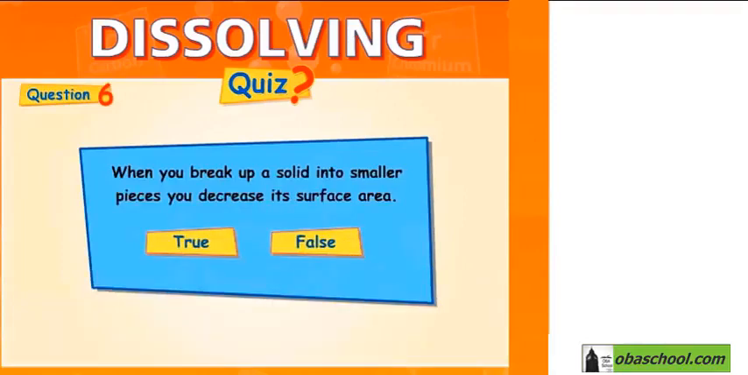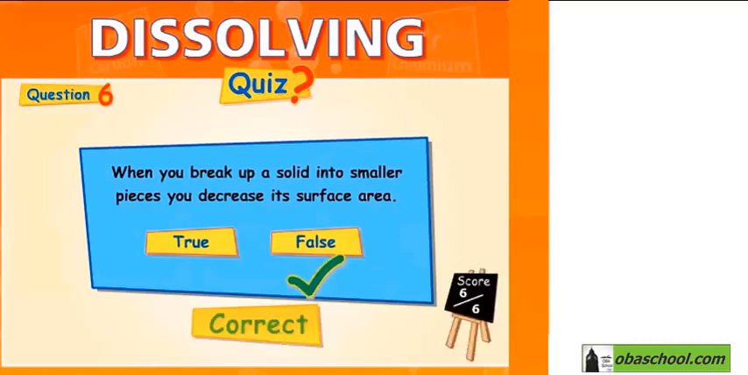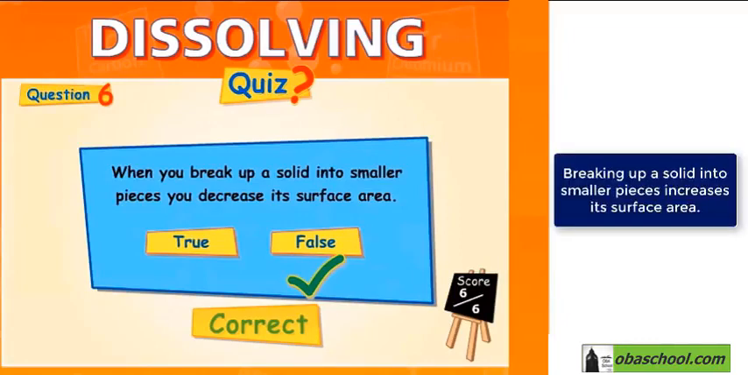When you break up a solid into smaller pieces, you decrease its surface area. True or false? False. Actually, when you break up a solid into smaller pieces, you increase the surface area because the smaller pieces will take more area than the solid before breaking it up.